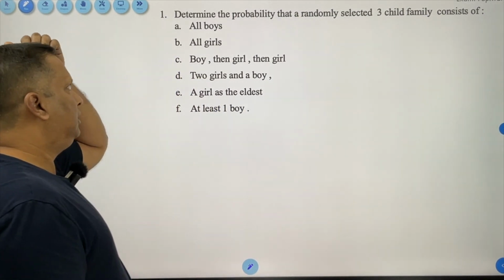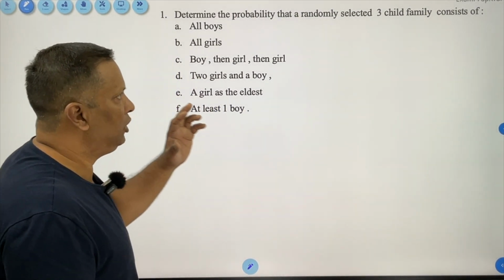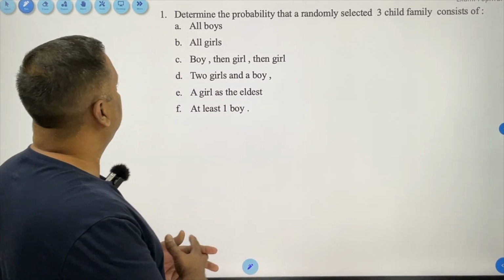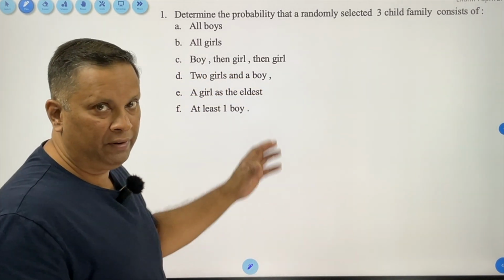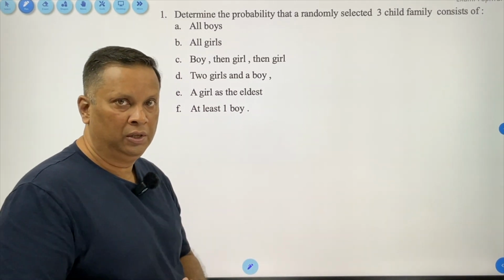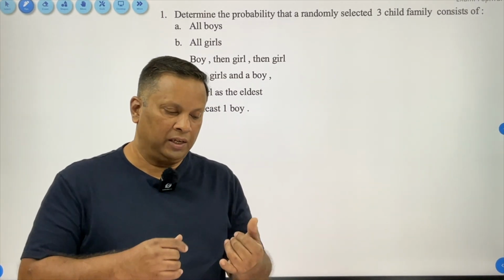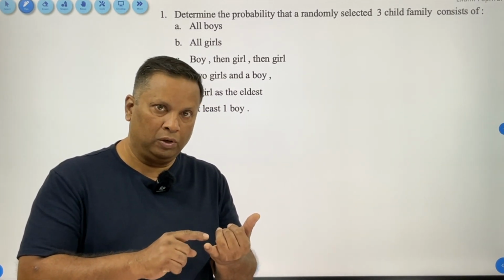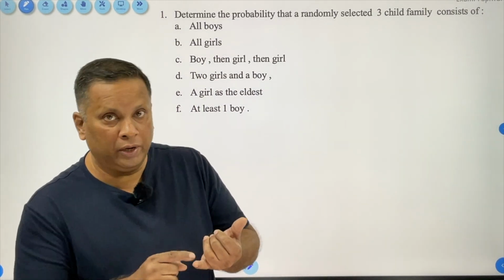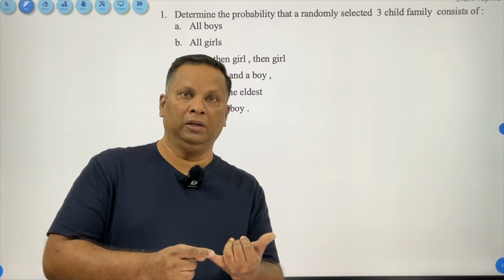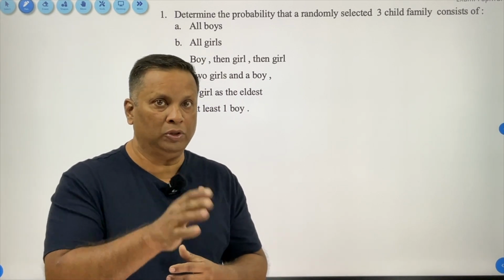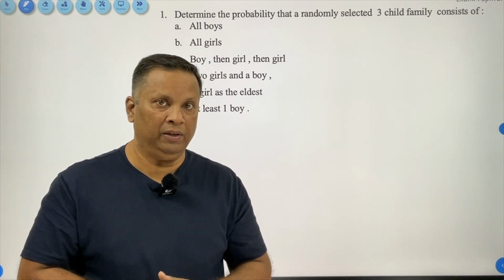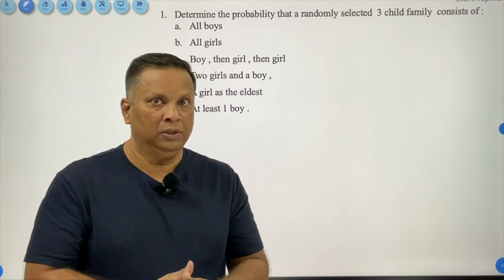Determine the probability that a randomly selected 3-child family consists of all boys, girls, boy, girl, girl. So they have given different scenarios, right? A 3-child family can have boy, boy, boy, or a boy, girl, boy, or girl, boy, girl. So many possibilities are there. So unless we know all the possibilities in a 3-child family, we will not be able to do these kinds of questions.